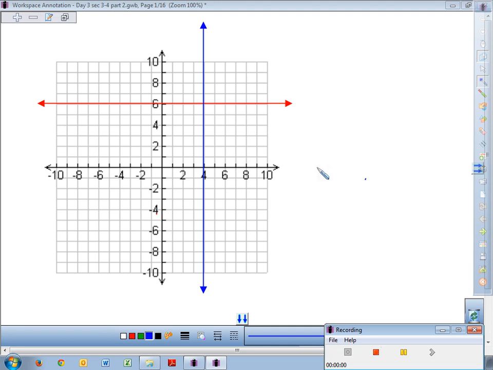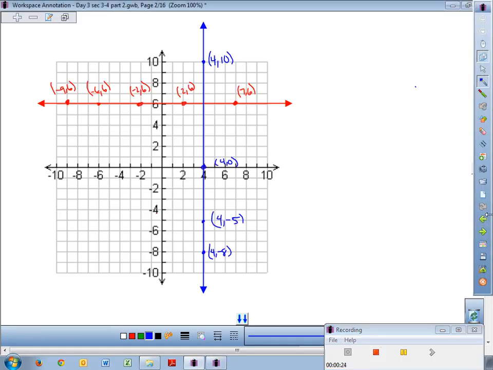Alright, this is section 3-4, part 2 in advanced geometry. Today, a lot about horizontal and vertical lines and something extra special. But just to refresh our memory, the horizontal line in this picture is our red line right here, and the vertical line is our blue line. And what we did last time was write equations of oblique lines. Oblique lines in their equations have both an x and a y in it.